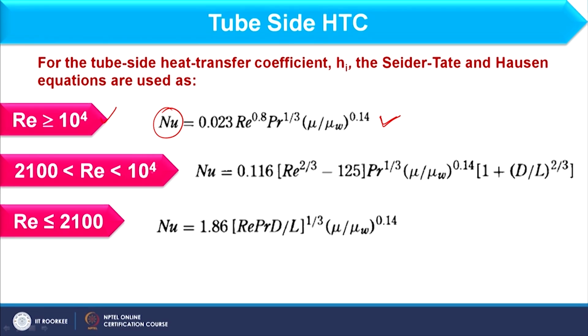If I have the transition zone, where the Reynolds number varies from 2100 to 10,000, there you can use this Hausen equation, which depends on diameter as well as length. And if the Reynolds number is less than 2100, meaning it falls in the laminar zone, then you can calculate the heat transfer coefficient using this expression, which is basically the Sieder-Tate equation, where in the laminar zone the heat transfer coefficient depends on the D by L ratio.